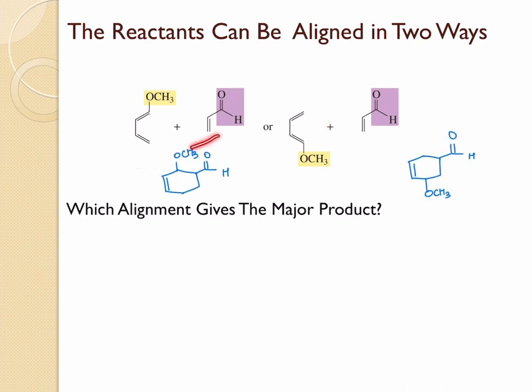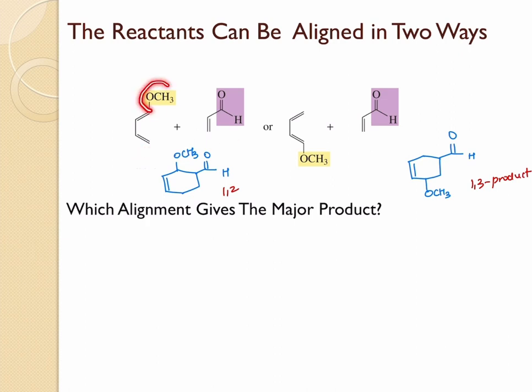If the reactants are aligned in this way, then this is the product that is obtained. This is a 1,2 product, where the two substituents are in adjacent positions. Whereas if the reactants are aligned in this way, then it's going to result in a 1,3 product. But which of these two products will be obtained? For that, we have to look into the resonance contributors of the diene and the dienophile.